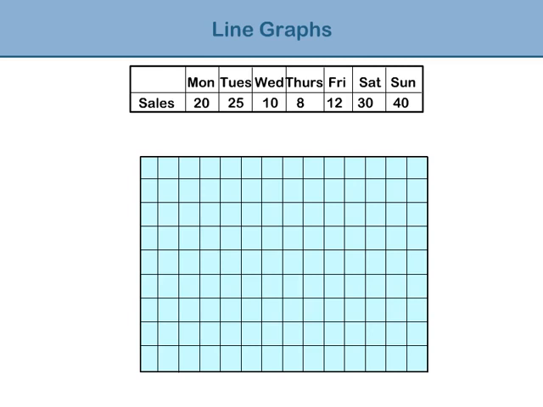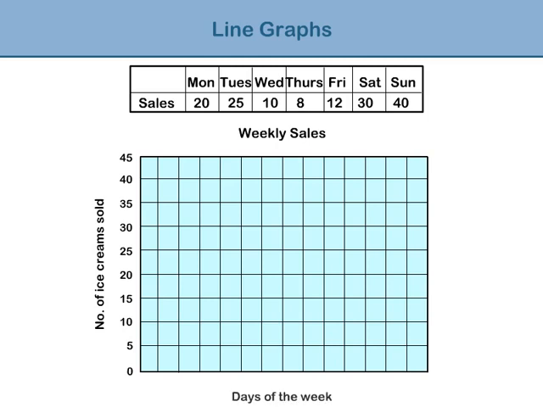We begin by deciding on a title, and then drawing the x and y axes. Let's make the title Weekly Sales. The maximum number of sales is 40, so let's make our y-axis go up to 45 in steps of 5. The x-axis needs to be marked with the days of the week. We need to make sure each day is shown below a line in our graph, and not below a space.